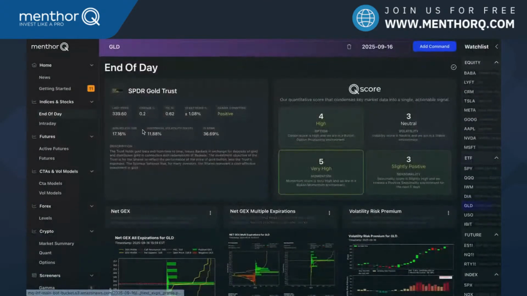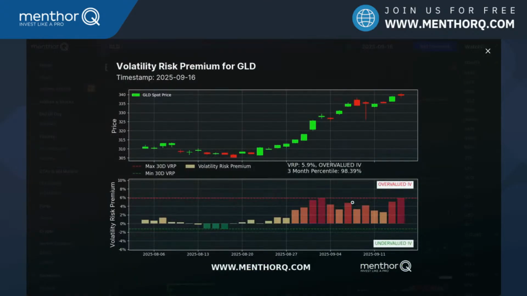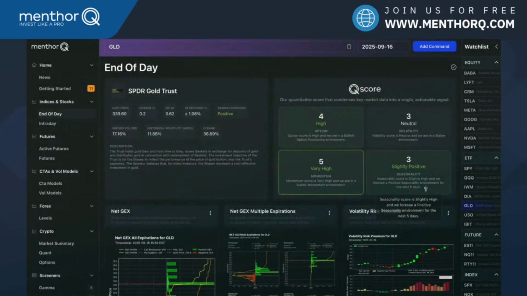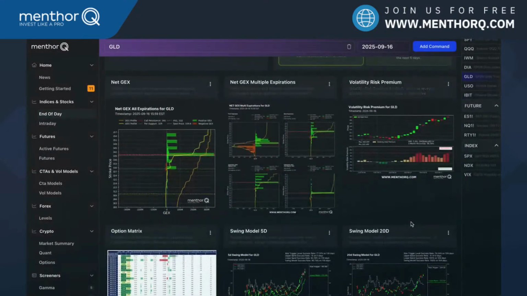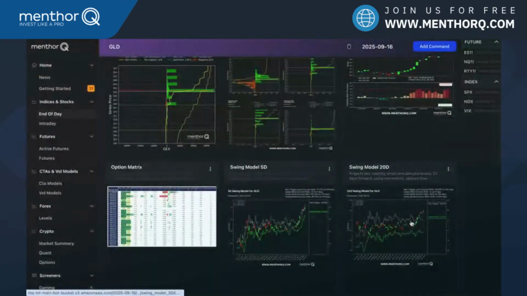So the risk premium is essentially the difference between the implied volatility versus historical volatility. But just knowing the difference without context is not useful. So this model tells you how the risk premium today compares to the past. So you're now seeing that you are in an overvalued IV stage. So you might think, okay, it's probably a good time to sell options, right? But before we go into that, let's go over all the different models.